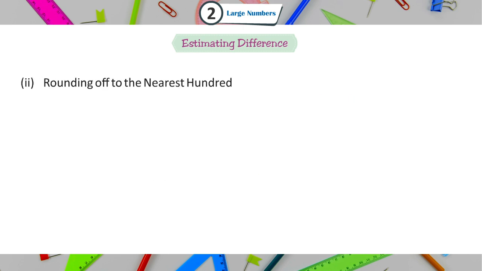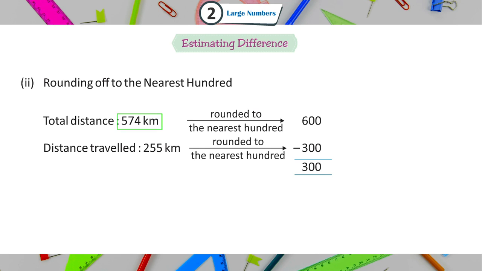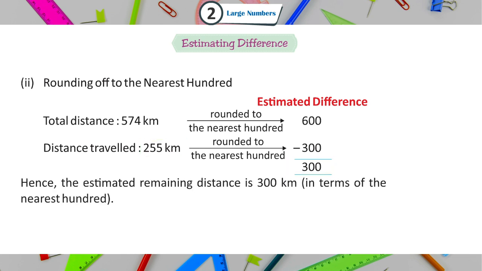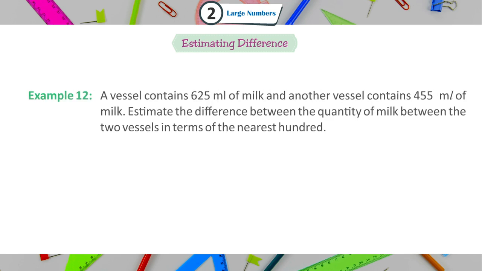2. Rounding off to the nearest 100. Total distance 574 kilometers. Estimated difference. Rounding to the nearest 100, 600. Distance traveled 255 kilometers. Rounding to the nearest 100, 300. 600 minus 300 is equal to 300. Hence, the estimated remaining distance is 300 kilometers in terms of the nearest 100.